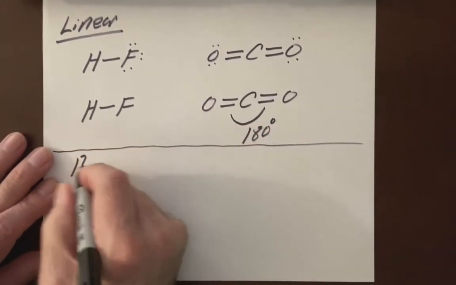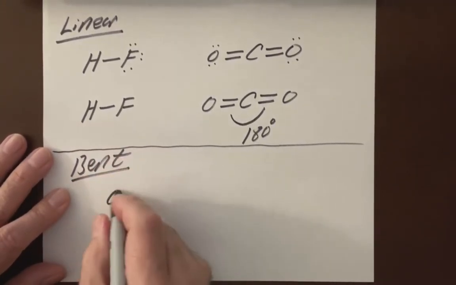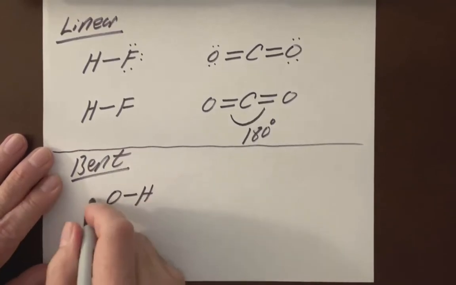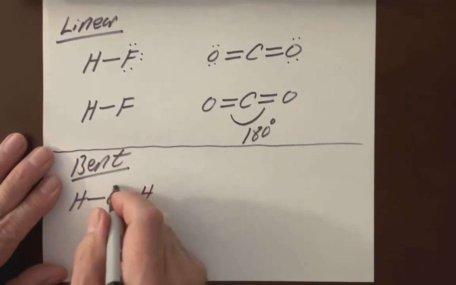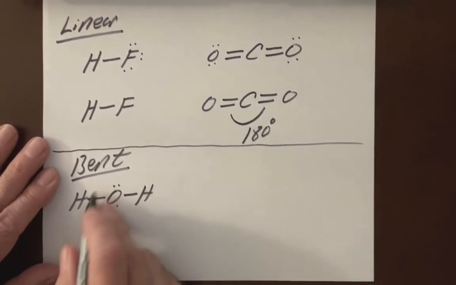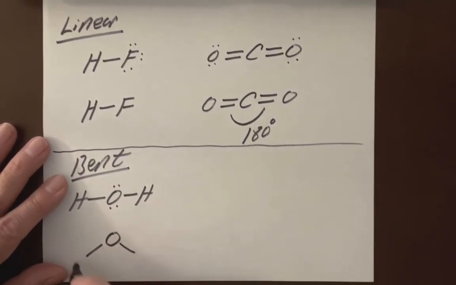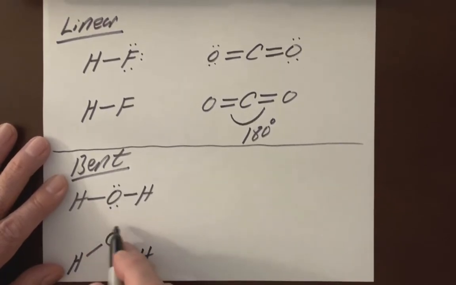Bent. Water is a good example for bent. So you have 2 lone pairs on the oxygen, 2 shared pairs. They all want to get as far away from each other as possible, and they'll do that by taking on a bent shape. Now remember, the shape is only in reference to the bonds. The lone pairs are still there. So these 2 lone pairs are up here, and that's what's repelling these away from them, and squeezing them closer together.